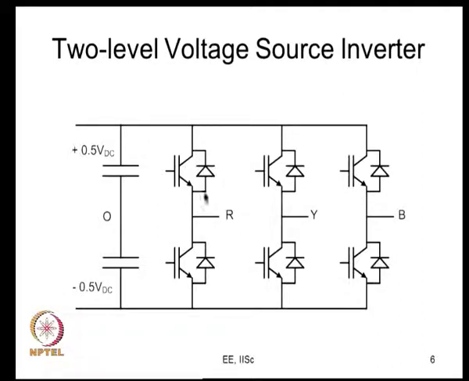So, today our focus will be on what kind of losses you will have in these IGBTs and diodes. As I already mentioned to you, for one direction of current, either this IGBT will conduct or this diode will conduct. For the other direction of current, either this IGBT or that diode will conduct. So, current will actually commute from here to here or here to here, depending on the direction of the current.